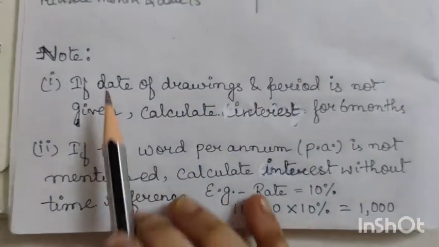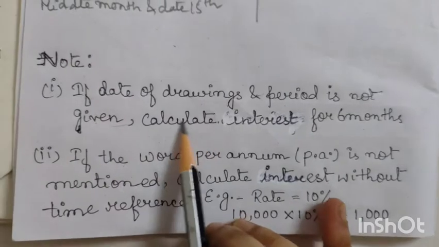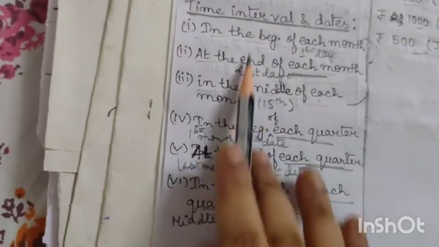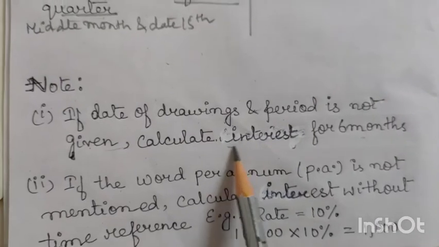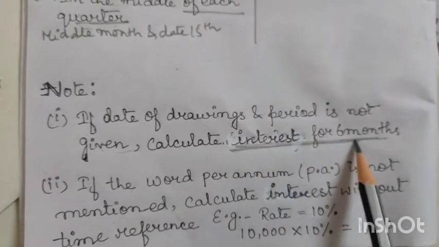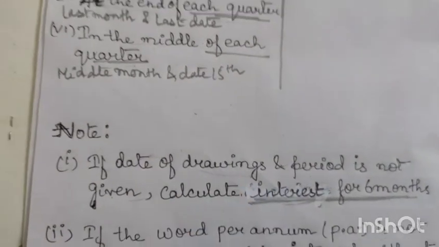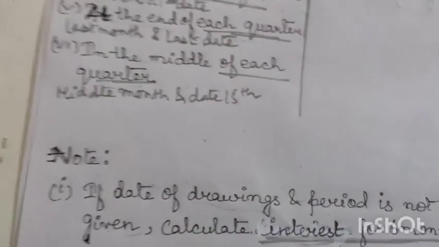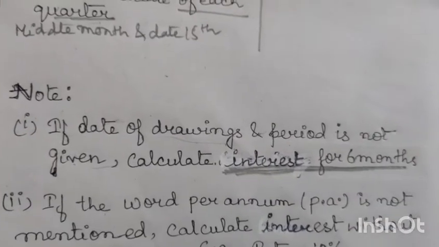2 notes you must remember. First, if the date of drawings and period is not given, calculate interest for 6 months. Suppose these are the 6 intervals, right? 6 dates will be given, but no date is mentioned in the question. In that case, you have to calculate interest on drawings for 6 months. Don't forget that if the date of drawings is not mentioned, whether you are withdrawing in the beginning or at the end, in that case you will calculate for 6 months.